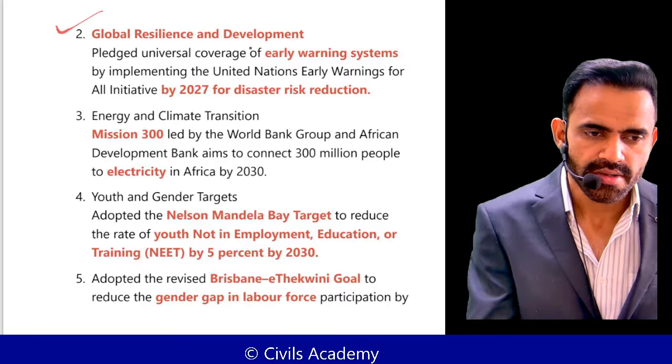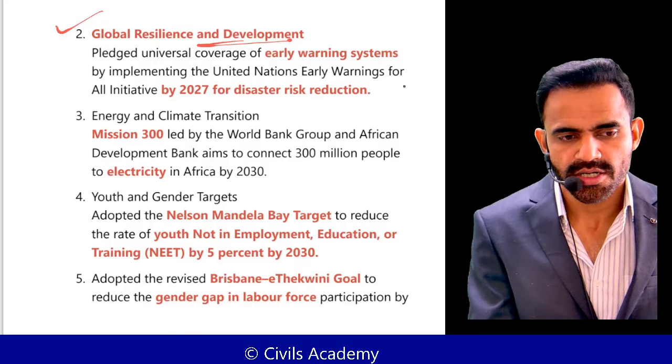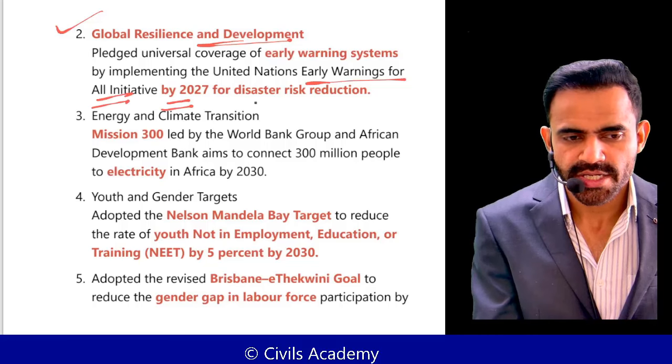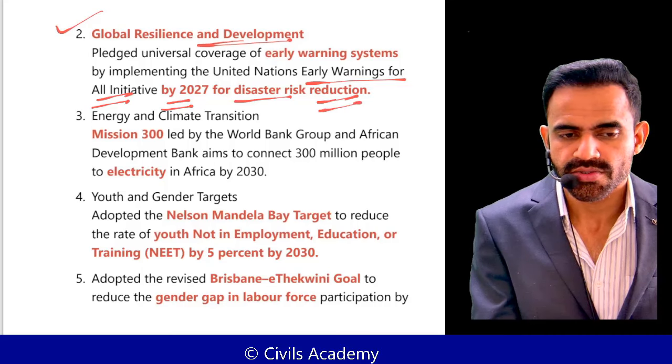Next is global resilience and development. Just remember, there is a proposal to develop an Early Warning for All initiative by 2027. Early warning for what? For disaster, so that we can reduce the impact of that disaster.